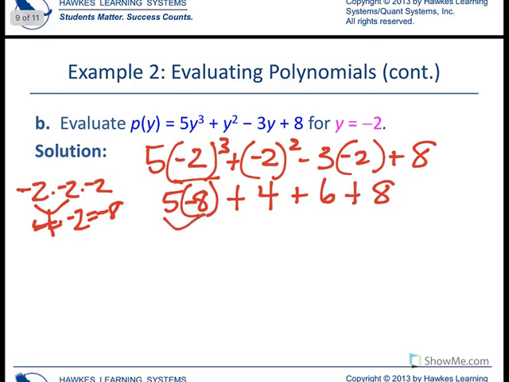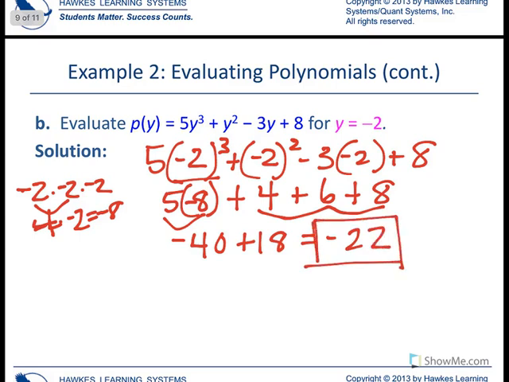Okay, when we combine these, we get a -40. And then when we combine all of these, okay, we get 10 plus, we get 18. And then we are left with -22. So we end up with an answer for that one. So it's basically just plugging in for the variable to find out what answer you're getting.